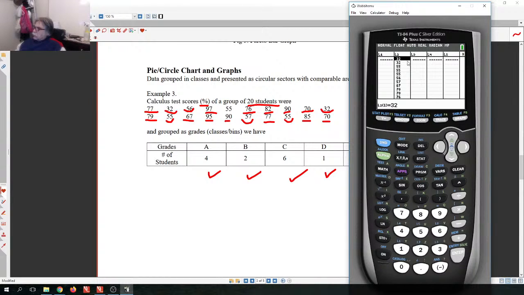Yeah, 32 is the lowest score. I have another 32. Do I really have 2 students with 32? One here and one here. Yeah, I didn't even notice that. And then I have 55, 55, 55, 3 of them. You can notice that. You can scroll again to see all of that. Nice.